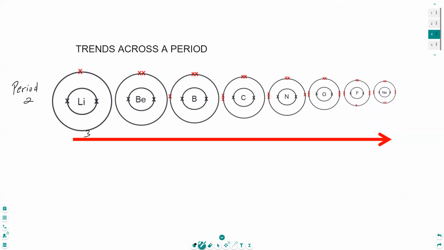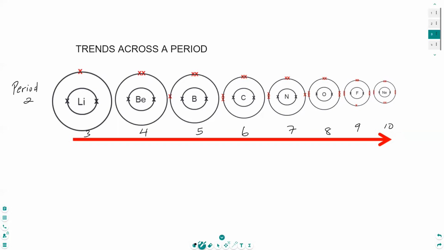So lithium has 3 protons, beryllium has 4, boron has 5, carbon has 6, nitrogen has 7, oxygen has 8, fluorine has 9, neon has 10 protons in the nucleus. So you are adding protons as you go across the period, and the electrons are still all being added to the second shell. So what is happening is that the nucleus is getting stronger and stronger, and it's pulling that outer shell, that second shell, closer and closer, and hence the reason why the atoms are getting smaller and smaller as you go across the period.